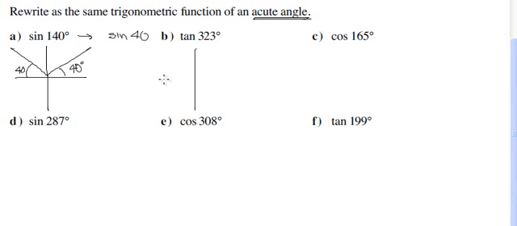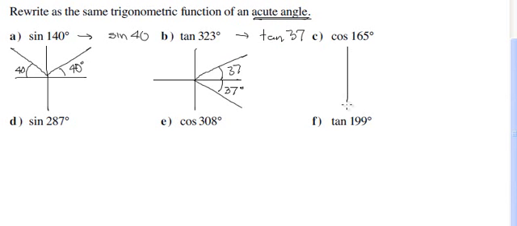Tan 323, where is that? 0, 90, 180, 270, 360 degrees, and then you'd have to back up 37 degrees to get to tan 323. They want something in the first quadrant, an acute angle, so I'm saying there's probably some relationship between that and the tan of just 37. Tan 37.